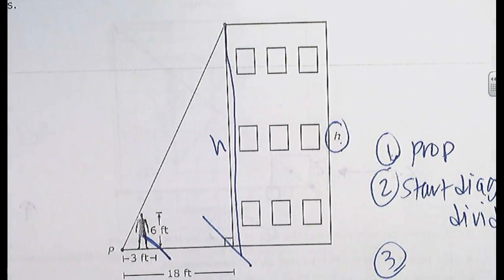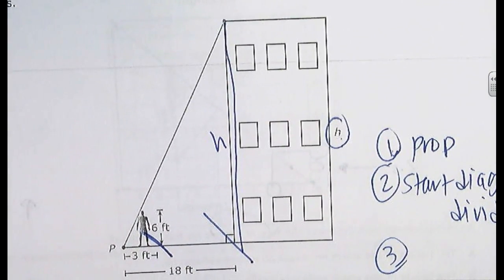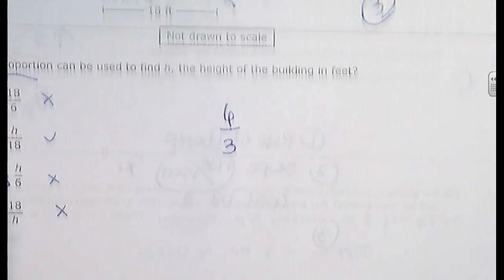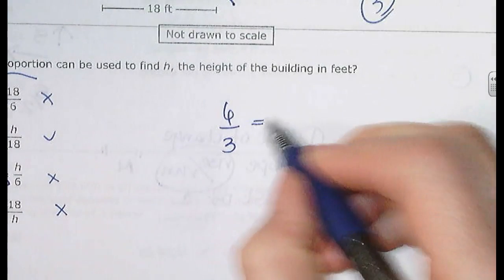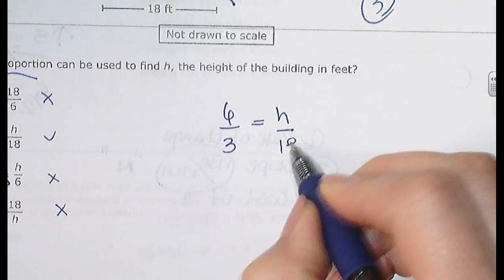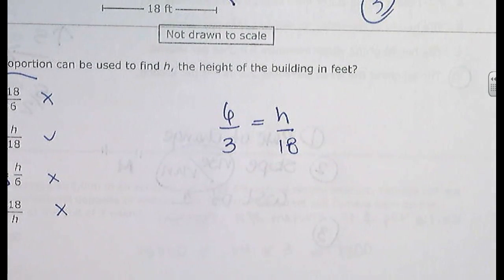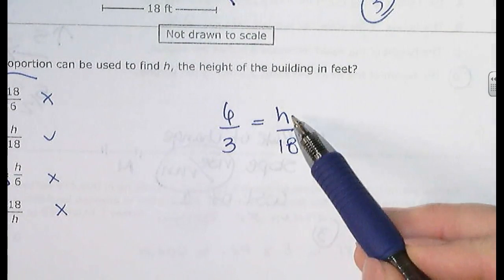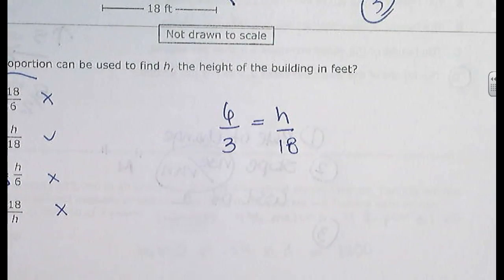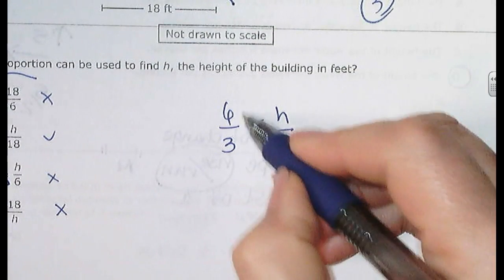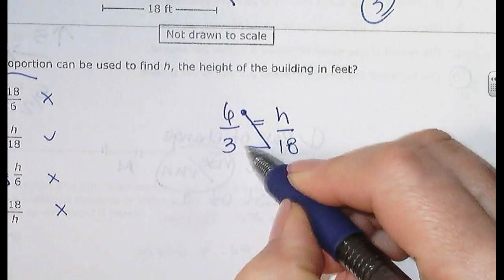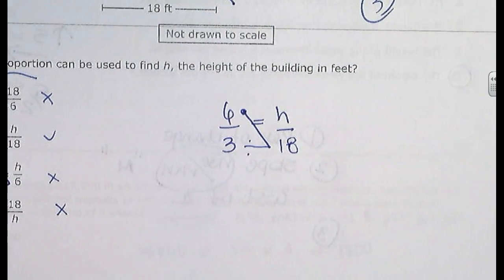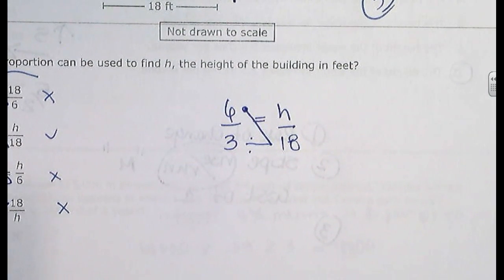So if I erase all those dumb pictures, I have 6 on top, 3 on bottom, H on top, 18 on bottom. It's got to be same stuff. So this was tall, this was tall. This was base, this was base. You put your finger on H. You slide over and put a dot. Then you draw a diagonal. Dot, dot. Should look like a mouse's nose. Less than or greater than works too.